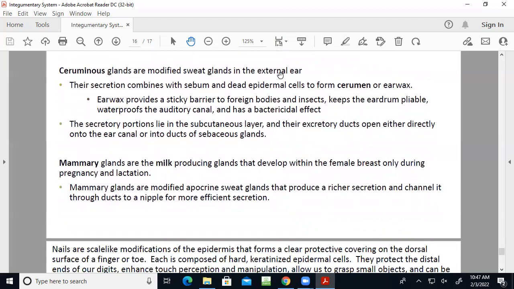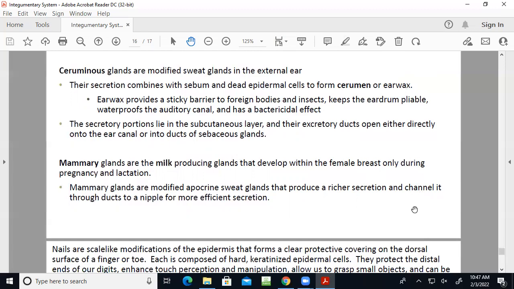Ceruminous glands are modified sweat glands specific to the external ear. Their secretion combines with sebum or oil and dead epidermal cells that form cerumen, fancy word for earwax. Function of that is to provide a sticky barrier to foreign bodies and insects, keeps the eardrum pliable so it doesn't become dry and cracked, waterproofs the auditory canal, and can actually help kill bacteria. That's what that phrase bactericidal effect means.